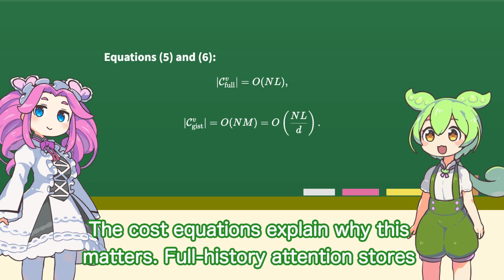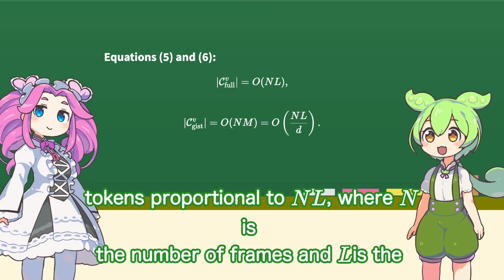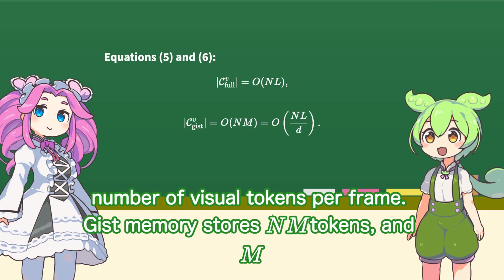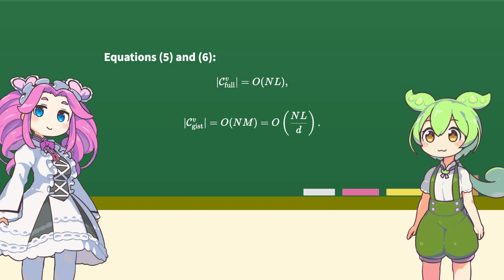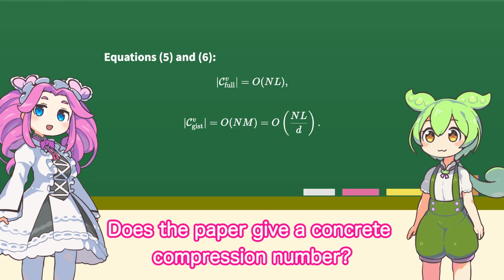The cost equations explain why this matters. Full history attention stores tokens proportional to n times L, where n is the number of frames and L is the number of visual tokens per frame. Gist memory stores n times m tokens, and m is much smaller than L. Does the paper give a concrete compression number?